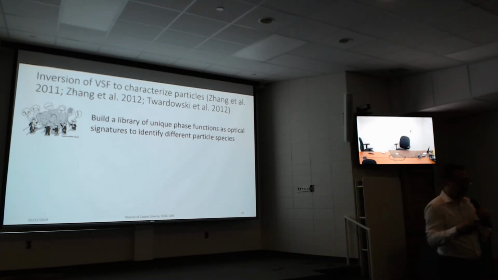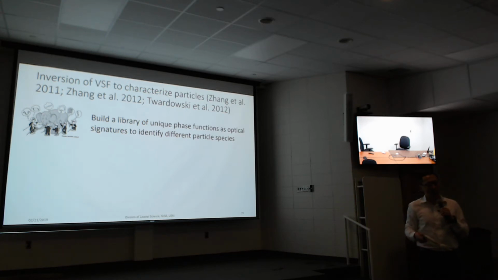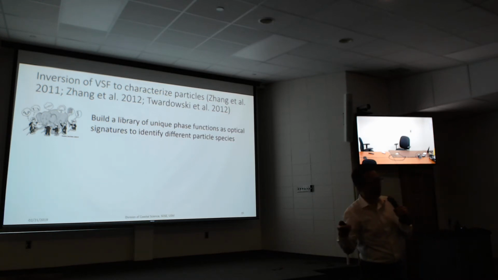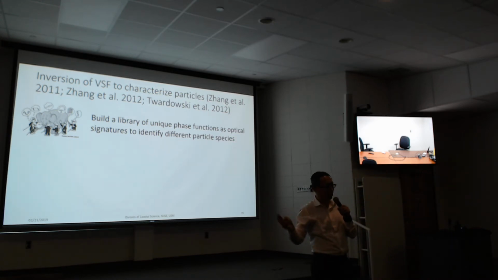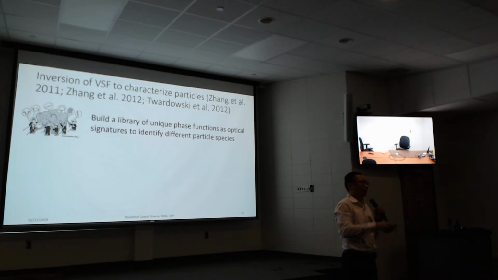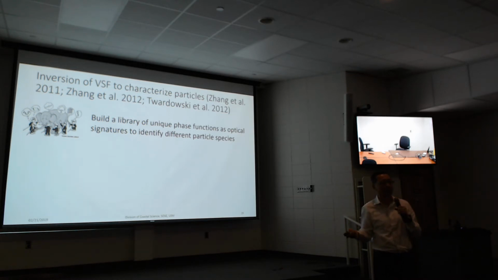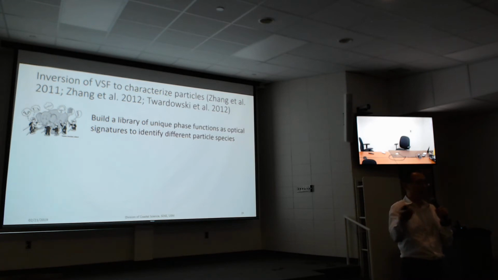How can we use it? Conceptually it's very simple. We build a library. If it's an elephant, this is how the scattering looks. If it's a zebra, this is how the scattering looks. If it's a bird, this is how the scattering looks. This is the basic concept. If we build a library and go out to measure and find which one matches, then we know what the animal is, or what the particle is.